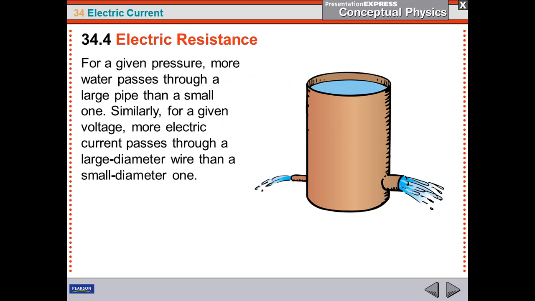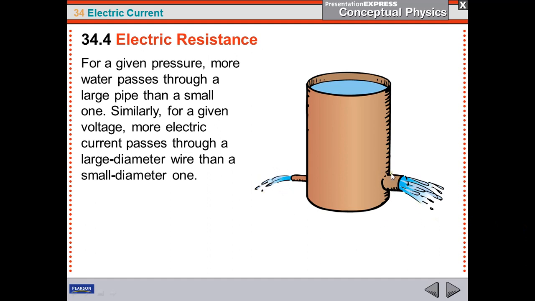Let's see now. You can see this is a water container. Here there is a big opening and there is a very narrow opening. So for a given pressure, more water passes through a large pipe than a small one. Similarly, for a given voltage, more electric current passes through a large diameter wire than a small diameter one. So in the small diameter one, you can say there is a large electric resistance.